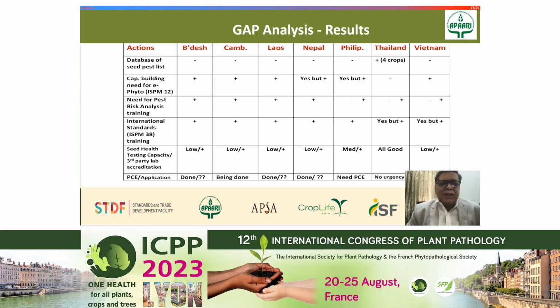There's a need for PRA training, which has been done in abundance over the past years, but every country, even those that have experts, finds a need for looking at the most recent scenario and working with seed transmitted pests. And international standard ISPM 38 training, which pertains to international movement of seed, I think is needed almost everywhere, though there have been trainings in Thailand and Vietnam, and all have expressed desire to work more on this.